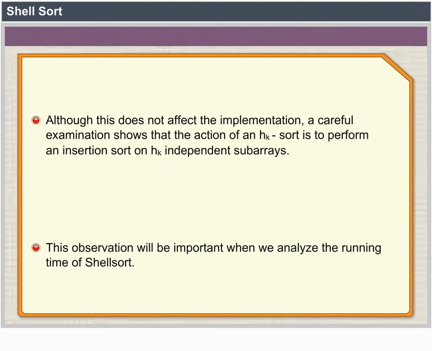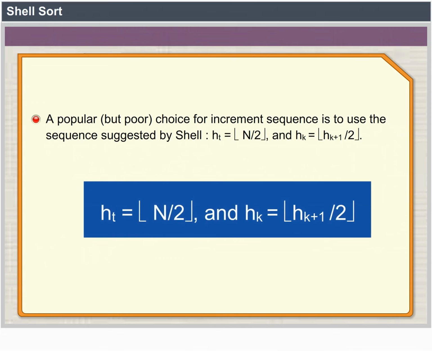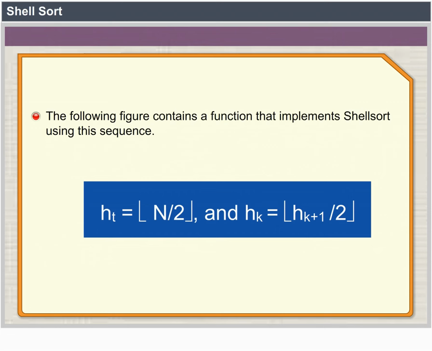A popular but poor choice for incrementing sequence is to use the sequence suggested by Shell: ht equals floor of n by 2, and hk equals floor of hk plus 1 by 2. The following figure contains a function that implements shell sort using this sequence.